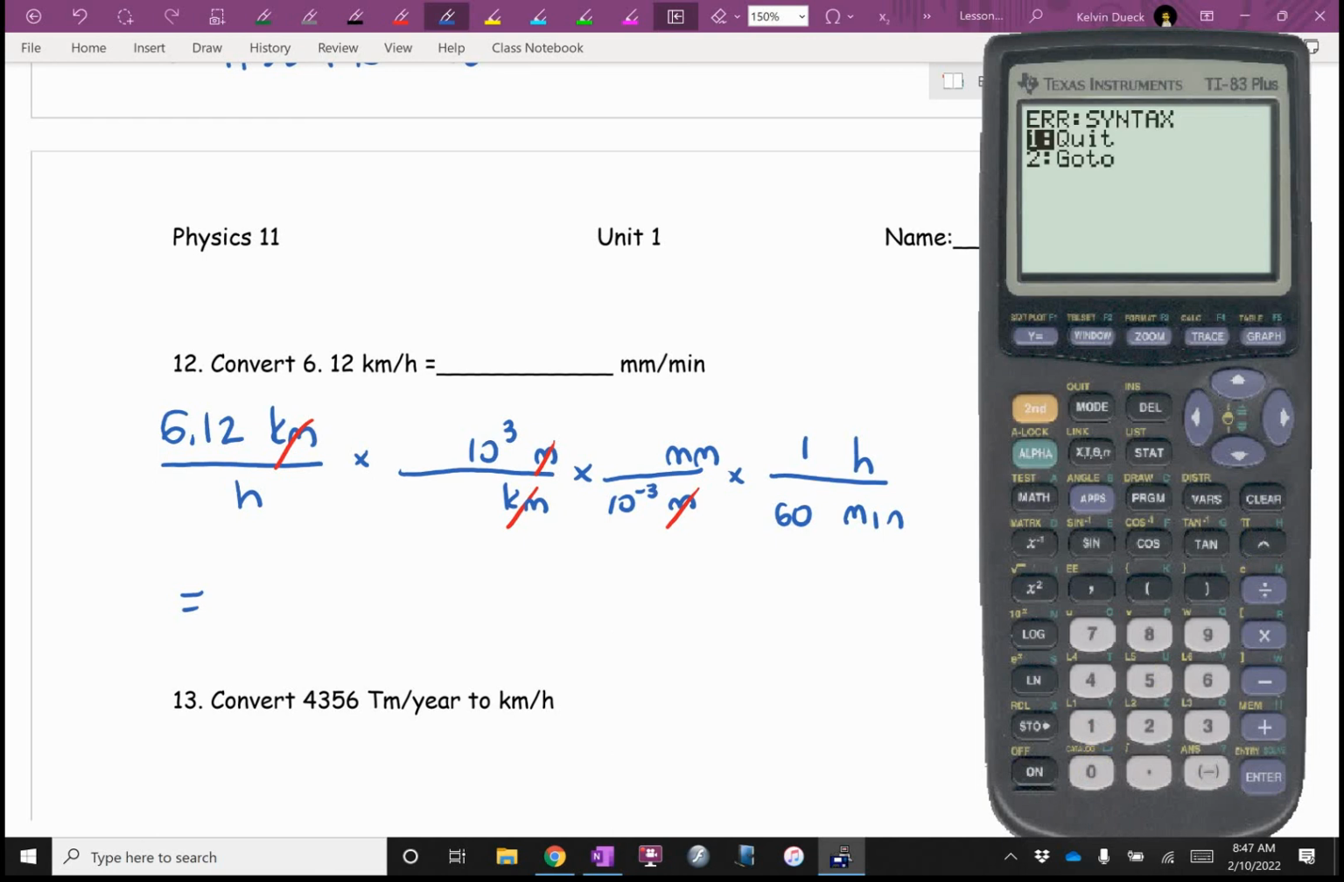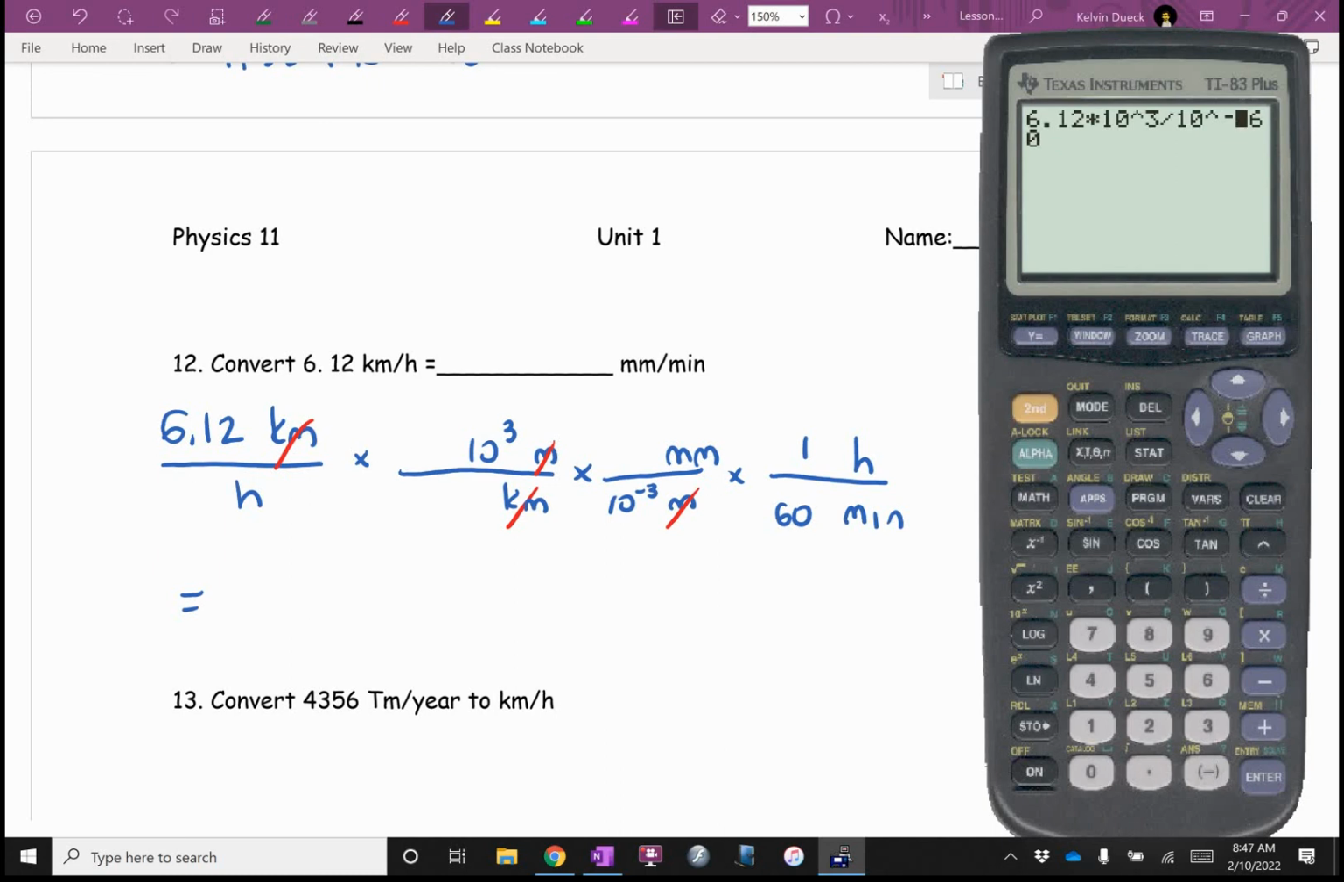I got an error, which means I made a typo. Your calculators are pretty good. If you get an error, depending on your calculator, you can either hit the back arrow key and that'll put the cursor right where the error is, or if you have a TI, mine says go to option number 2. That means go to the error. If I press option 2, it's going to put the cursor where I made the typo.